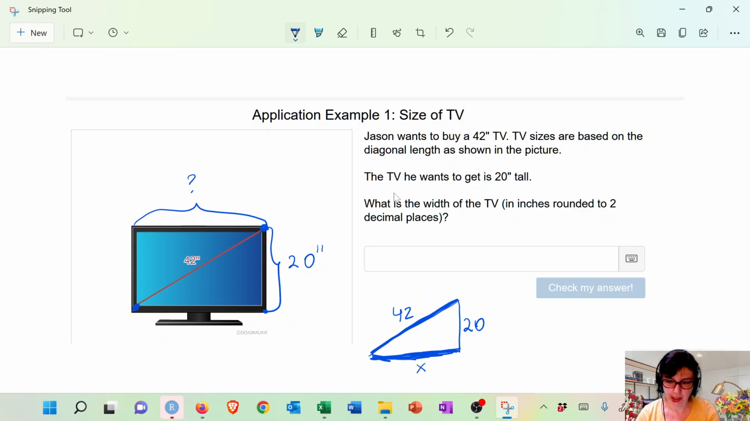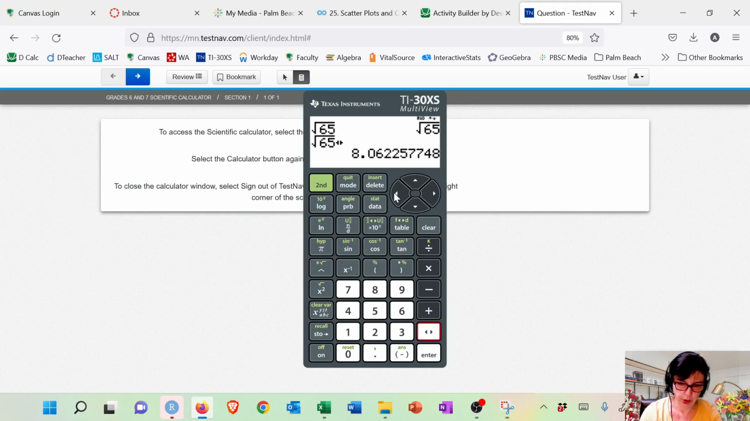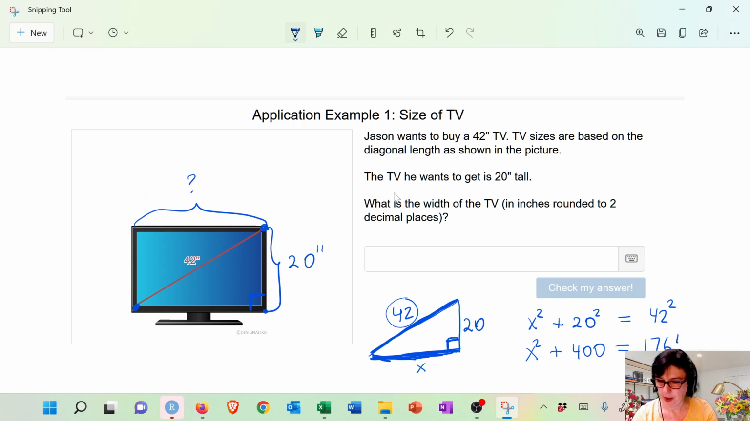Okay, so this right here is x. So we need to solve for that x. So again, remember that when we solve a right triangle, because this angle is a right angle, we get short side squared plus another short side squared equals the long side squared. So this would be x squared plus 400 equals, well, I don't know what 42 squared is. So 42 squared, that's 1764. Okay, great.